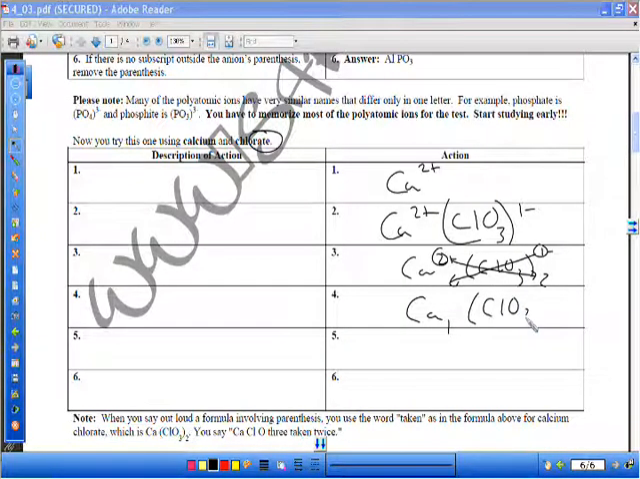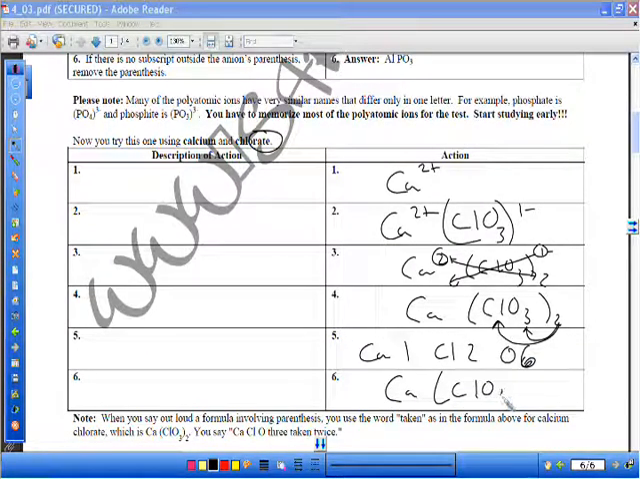now here you need to keep the parentheses because the 2 needs to be distributed to everything inside the parentheses. We can erase the 1 there. Okay, so let's count atoms. We have 1 calcium, 2 chlorines, and 6 oxygens. But the correct formula to write this is Ca(ClO3)2, calcium chlorate, 1 calcium and 2 chlorates.